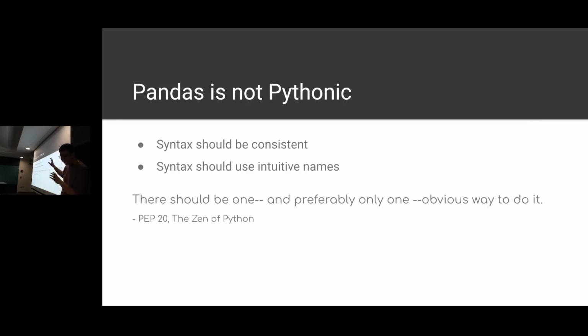But overall, I want you to remember this. A pythonic library should have consistent syntax. Syntax, for newer programmers, is just how you interface with the library: the different functions, methods and classes that you have. The syntax should be consistent, and definitely should use intuitive names. One intuitive name that I really like is from one of my favorite libraries, which is called Random. Does anyone know what Random is from?